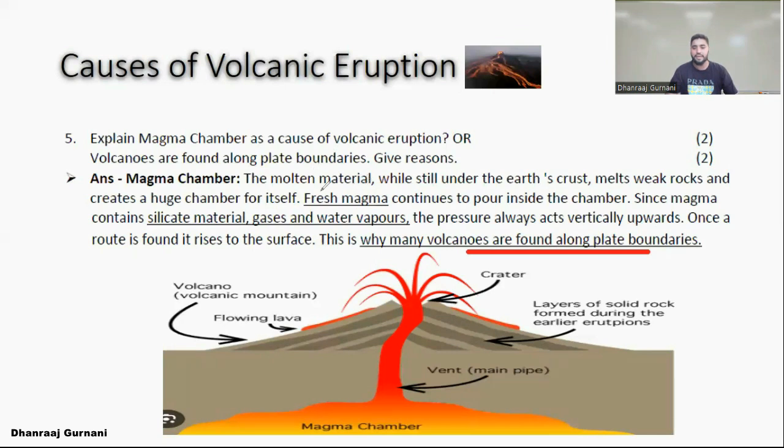Revising quickly once again, the molten material inside the Earth's crust melts the weak rocks, creating a magma chamber for itself. Fresh magma continues to pour inside. This fresh magma contains silicate material, gas, and water vapor, hence the pressure will always go vertically upwards. Finally, once an escape route is found, this magma will erupt, and this is why volcanoes are also found along plate boundaries.